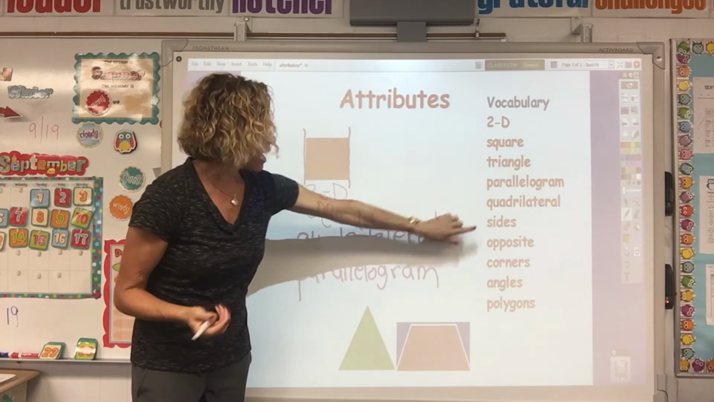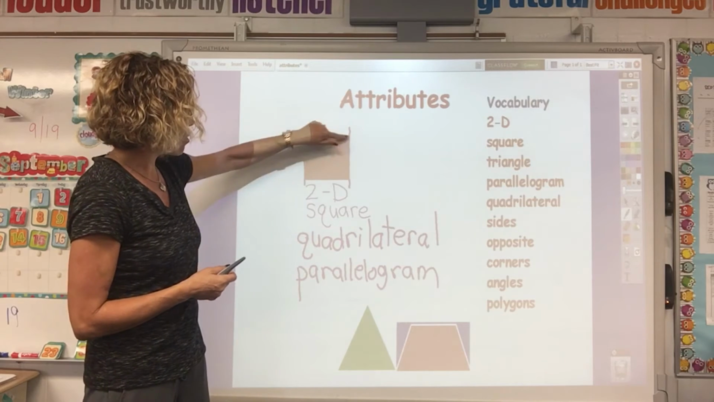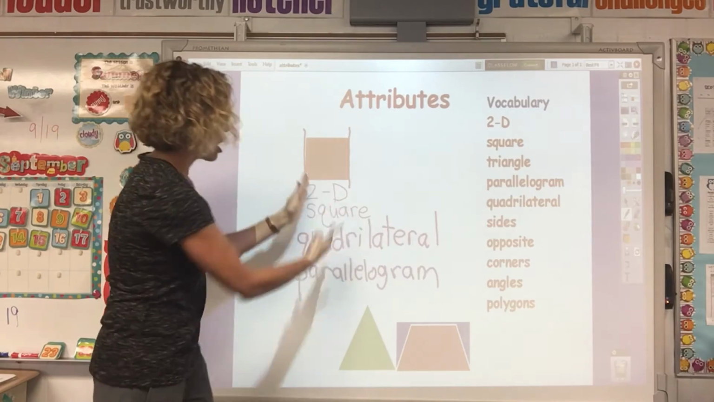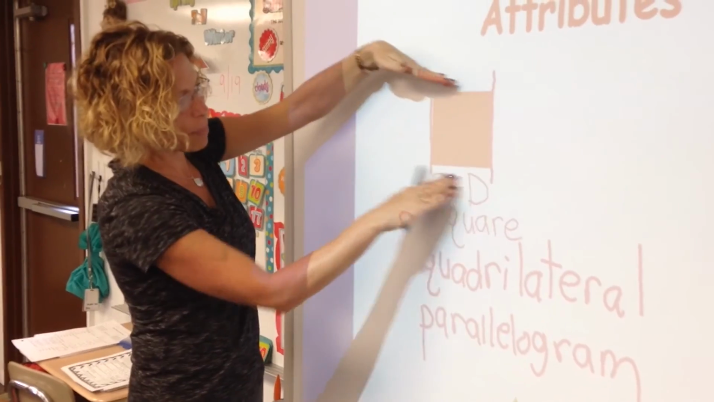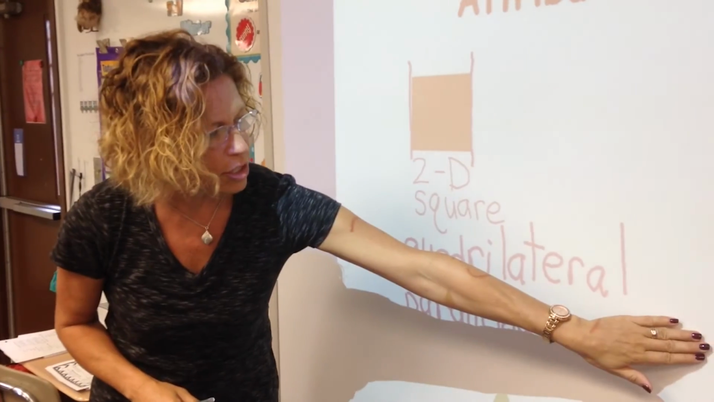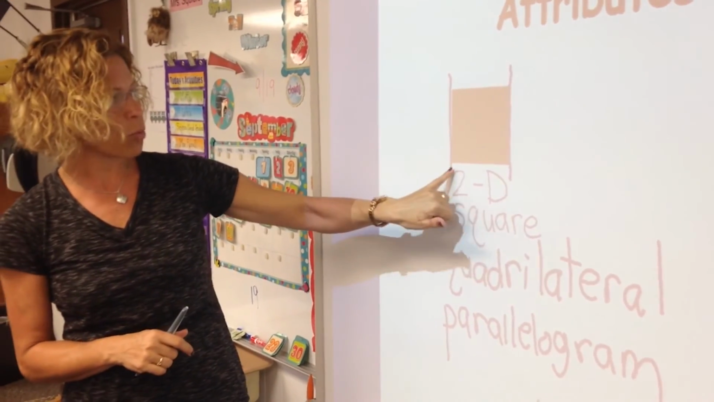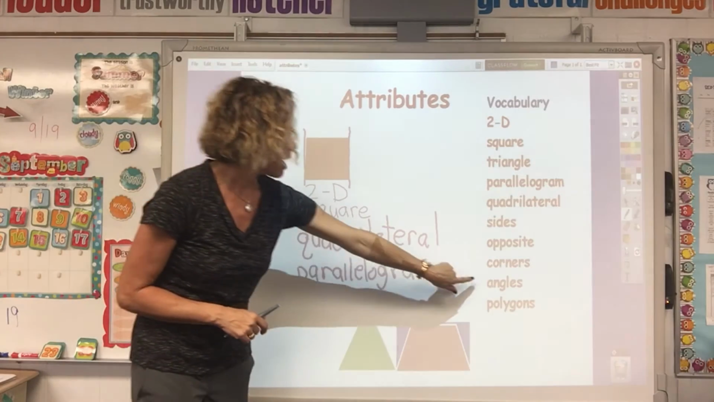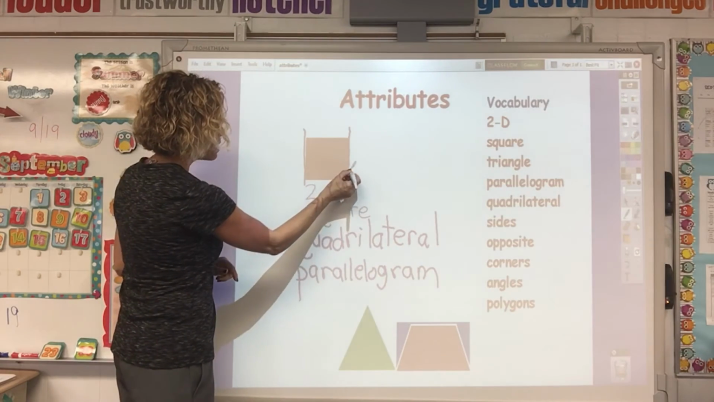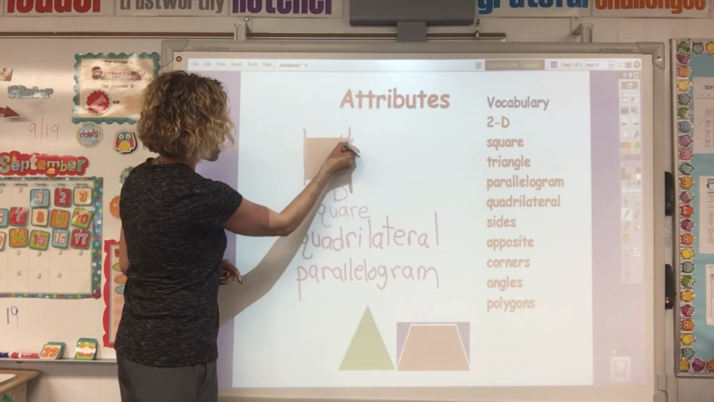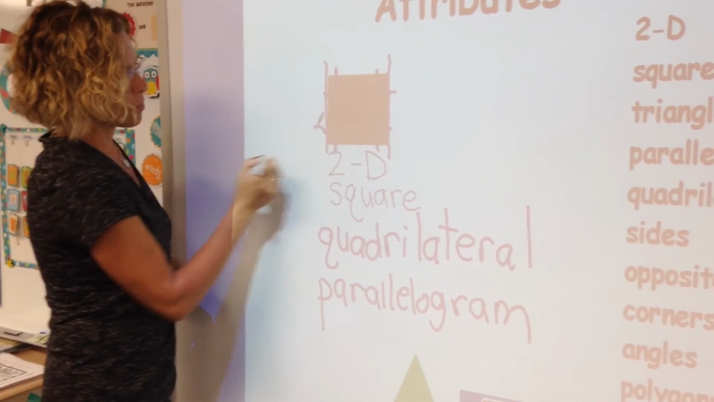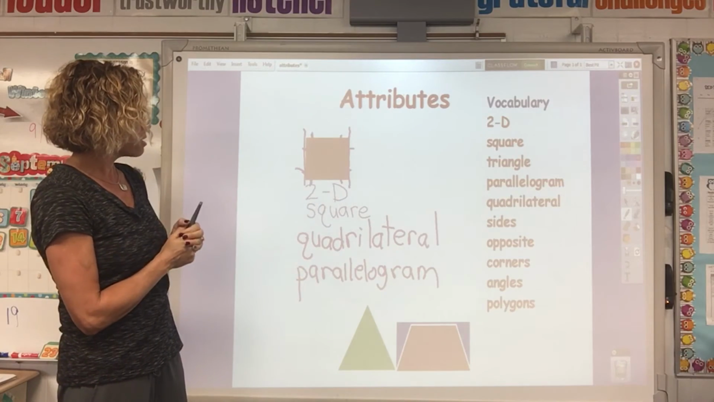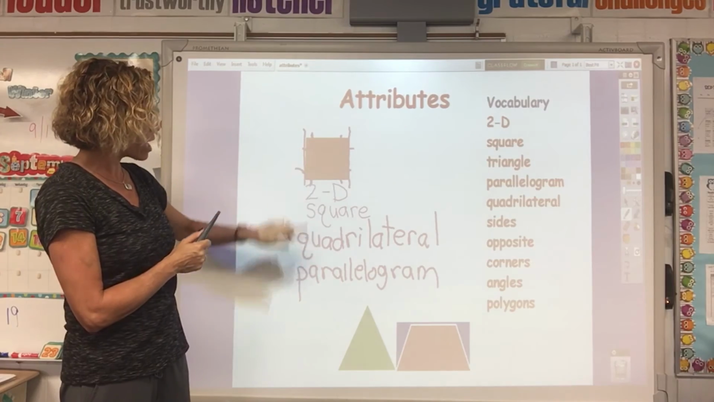Now we talked about sides. This square has 4 sides, so I could add that as an attribute. Opposite, we talked about opposite sides. Corners. We look at the square, it has 1, 2, 3, 4 corners. We could do that as an attribute. Angles. The inside right here are angles. So the outside are corners, the inside are angles, and we have 1, 2, 3, 4 angles.